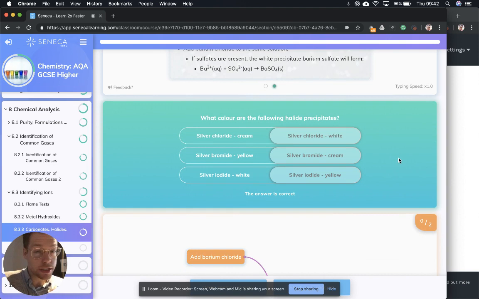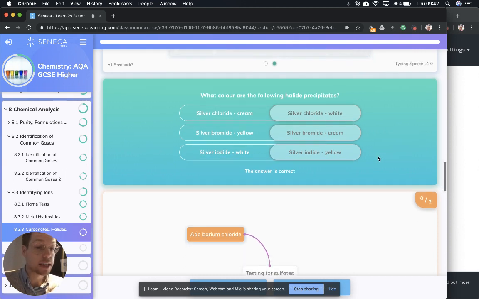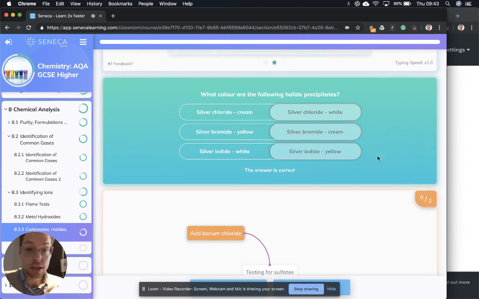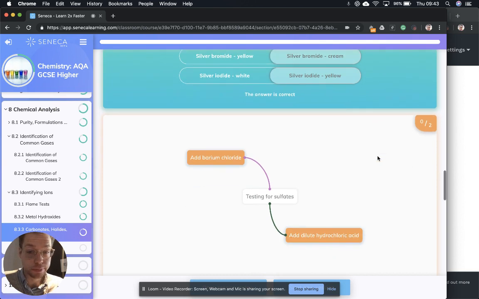Okay, so you also need to know the color for the halide precipitates, and there are three really important ones. So silver chloride is white, silver bromide is like a nice little cream, and then silver iodide is yellow. So all nice neutral colors, would look lovely in the guest bedroom, okay?